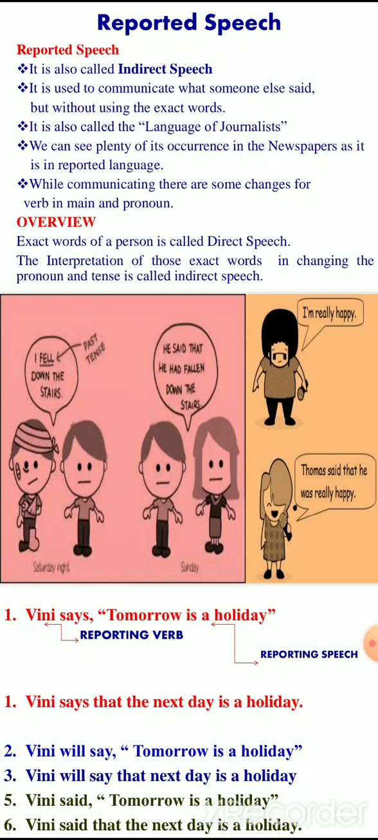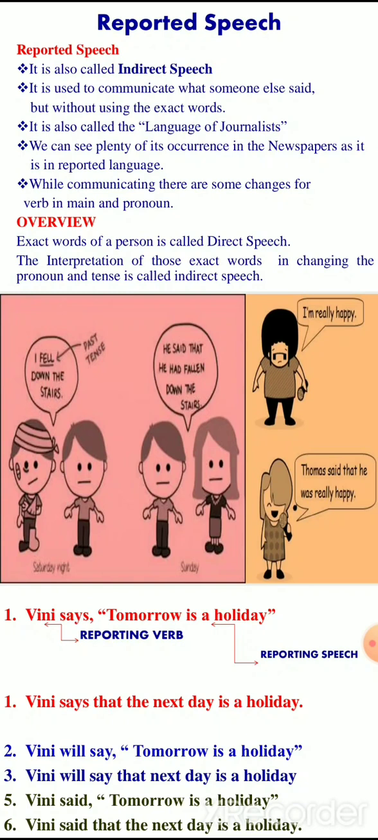Reported speech is also called direct and indirect speech. It is used to communicate what someone else has said. When you report something, you are not supposed to report it in the exact words. For example, if I say I am not well, and your friend asks what she said, you will not say I am not well.